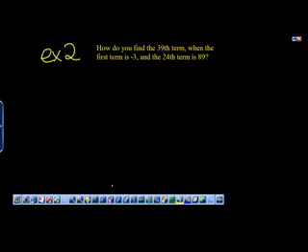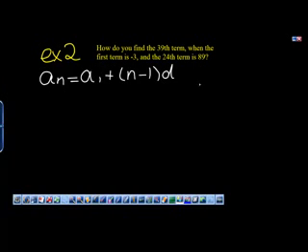Let's look at another example. How do you find the 39th term when the first term is negative 3 and the 24th term is 89? So we want to find the 39th term, but remember, in our formula, we currently don't have our difference in this equation. So we need to use the idea of having the first term and the 24th term to find the difference. Here's how we do that.